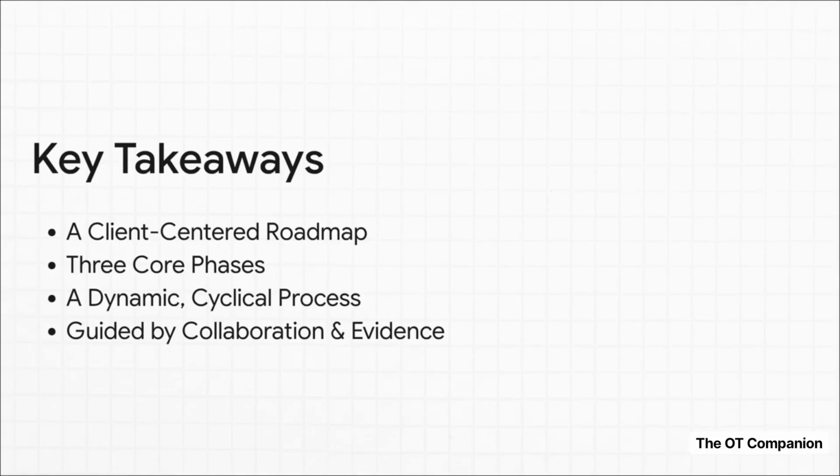So let's pull this all together. What are the big takeaways? First, the OT process is a client-centered roadmap. It's built on those 3 core phases: evaluation, intervention, and outcomes. But remember, it is a dynamic, cyclical process, not a straight line. And every single step is guided by 2 things: collaboration with the client and the best available evidence.